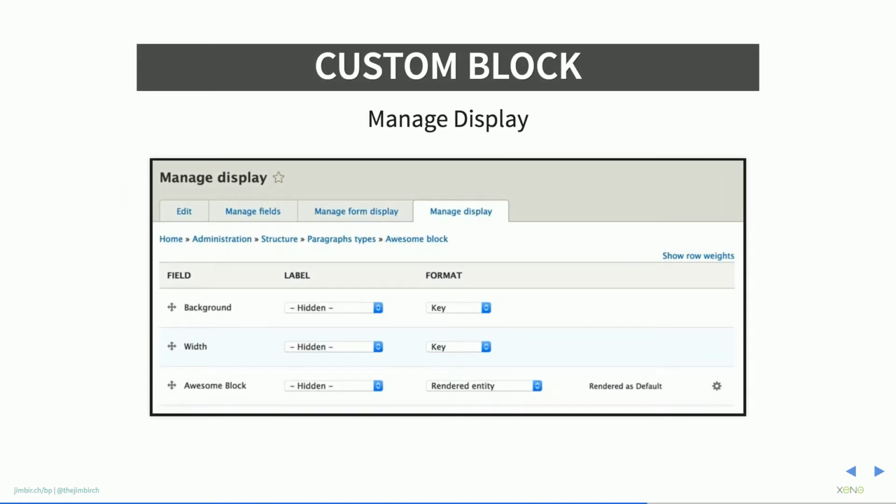And then we need to manage the display. To manage the display, for the background and the width, we set up the key format from the select list, and the awesome block gets rendered as the rendered entity of what that block looks like. So there you go. You made a paragraph bundle that extended your block system, extended the Bootstrap Paragraphs system in just a minute or two.